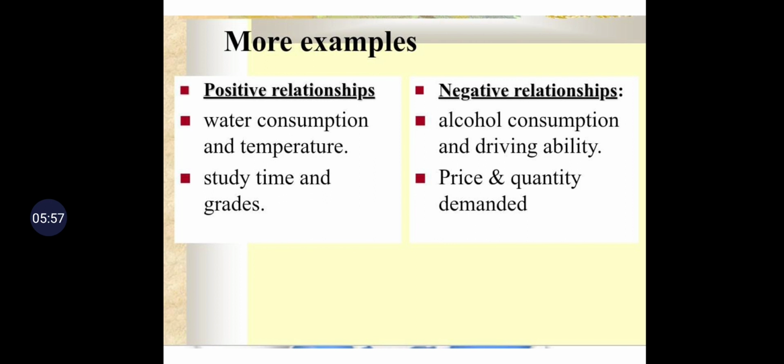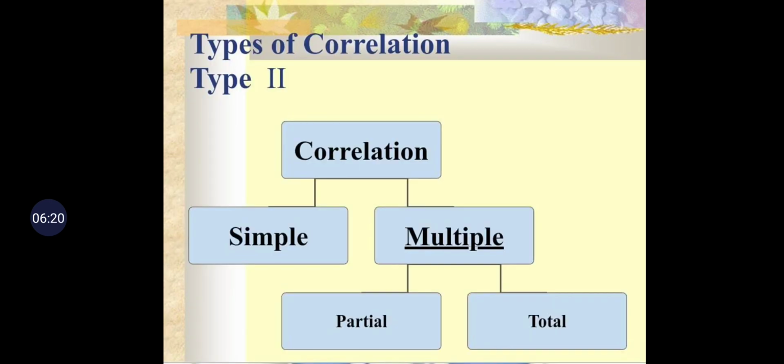More examples. Positive relationship: water consumption and temperature. Negative relationship: alcohol consumption and driving abilities. Positive relationship: study time and grades. Negative relationship: price and quantity demanded.